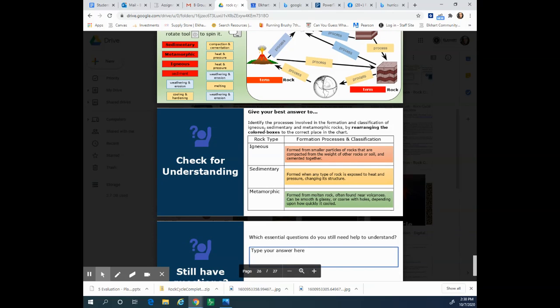Okay? Now we're going to check for understanding. We're going to identify the processes involved in the formation and classification of igneous and sedimentary and metamorphic rocks by rearranging the colored boxes to the correct place in the chart. So, igneous. You need to match what an igneous rock is and how it was formed to the right place and move one of these out of the way and put the right answer here. It is not the right answer this way right now.